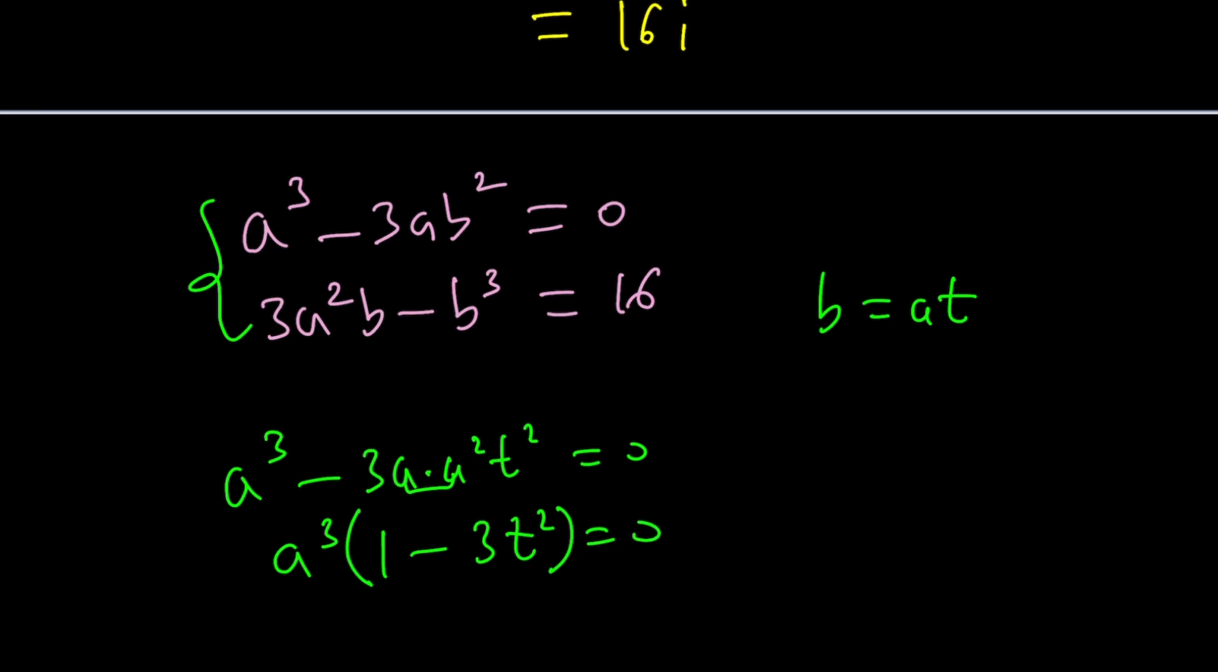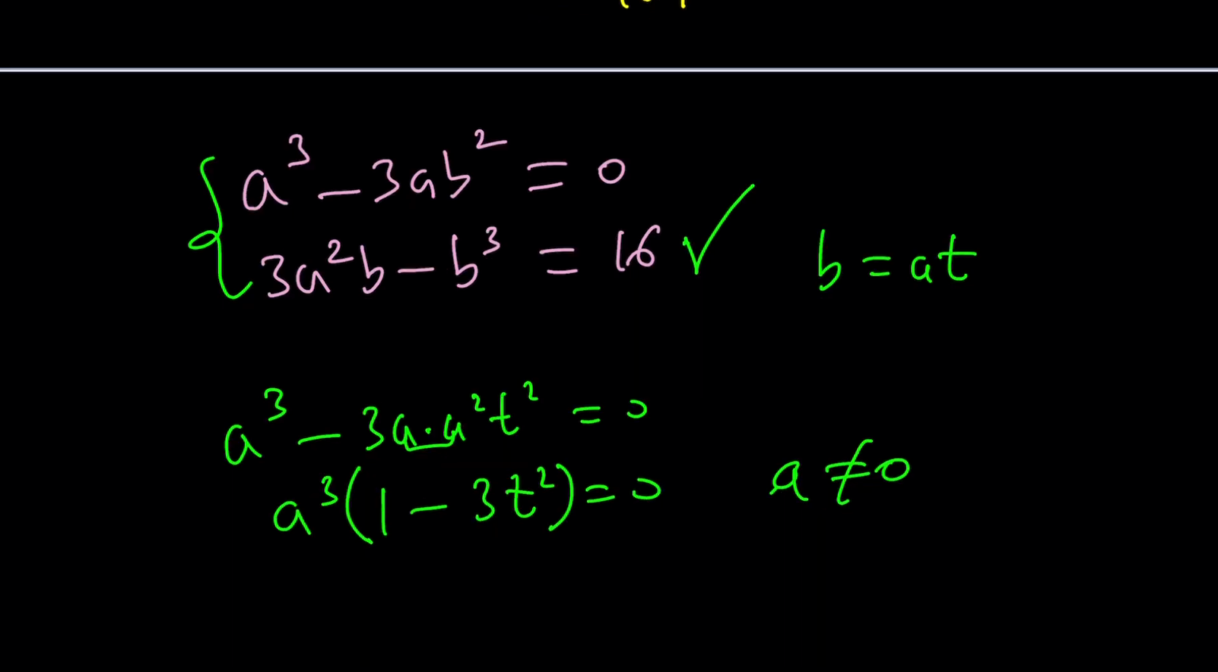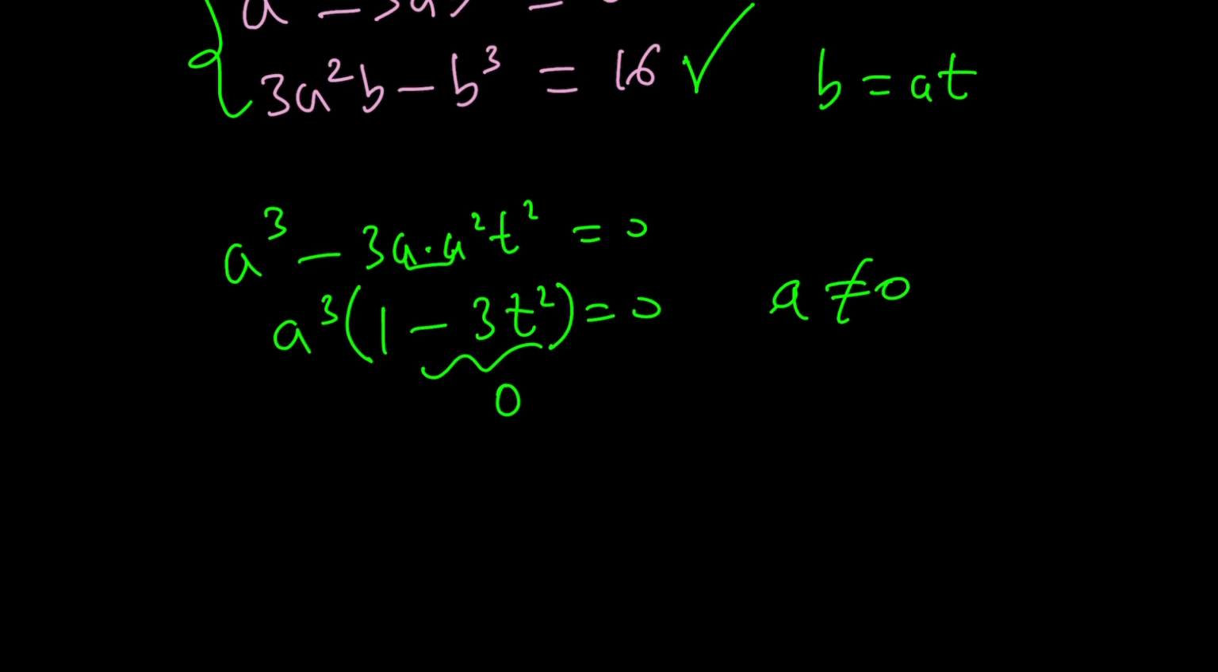If a is 0, then b is 0. But that doesn't work with the second equation. They can't be 0. So a can't be 0. Okay? So this has to be 0. That's a must. So 3t squared equals 1 implies t is equal to plus or minus root 3 over 3. Just like the tangent of 30 degrees, and what's the other one? Subtract from 360, 330. Anyways, you get the idea.